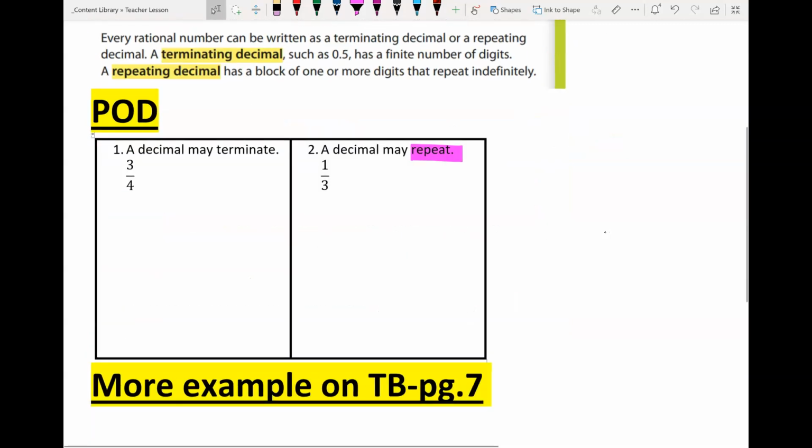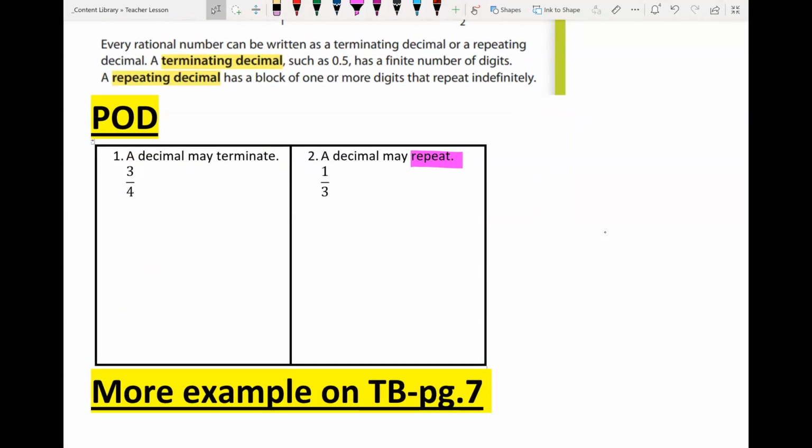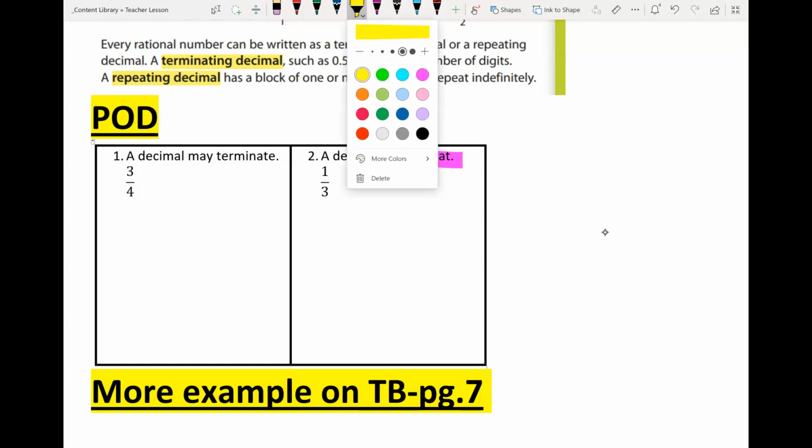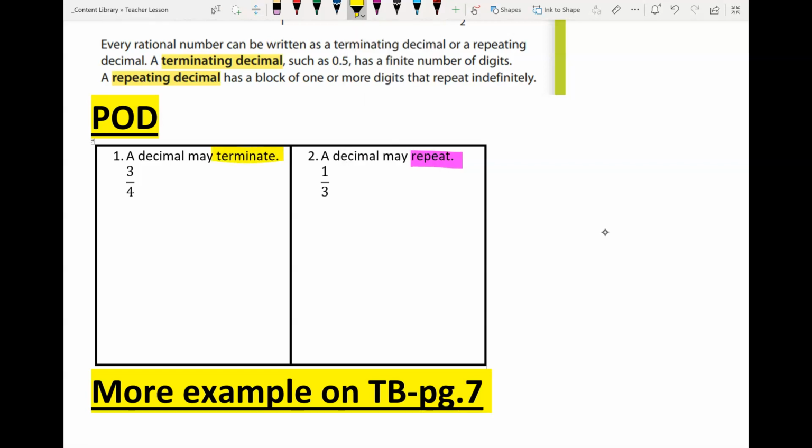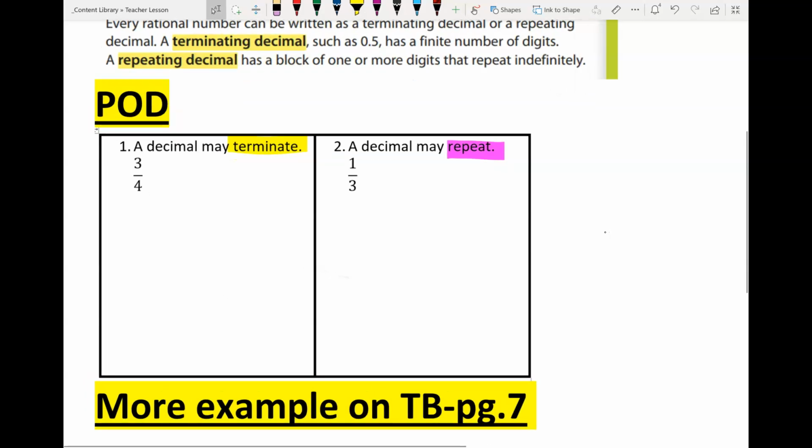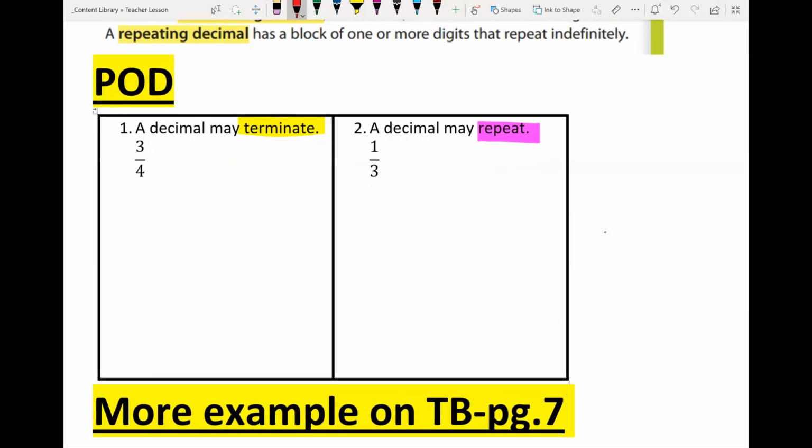Our POD is, we're looking at some rational numbers, and they are a decimal that may terminate, and then we have a decimal that may repeat. These are rational numbers, and let's take a look at what's the difference between a terminating number and a repeating number. If I turn 3/4 into a decimal, it will be 3 divided by 4.